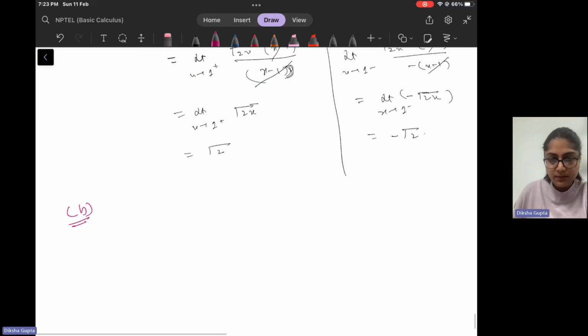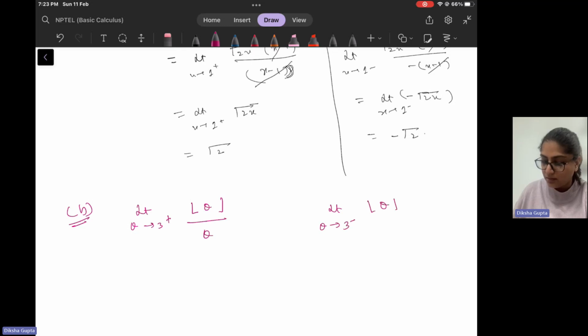So B is limit theta tending to 3 plus floor function theta upon theta and limit theta tending to 3 minus again the same floor function upon theta. Try to evaluate this. I'll wait for one to.